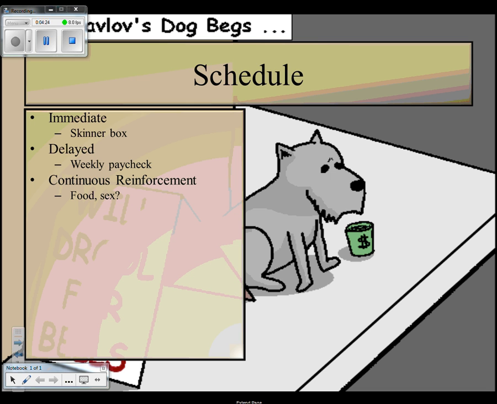A reinforcer does what to behavior? That improves, increases the likelihood, right? So it doesn't make you better at it, but a reinforcer makes you more likely to do it again.